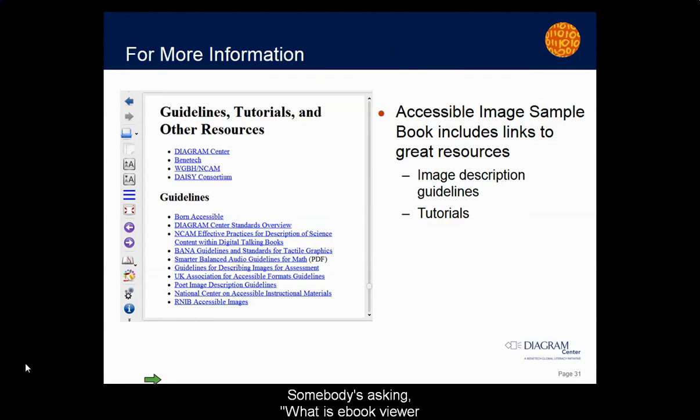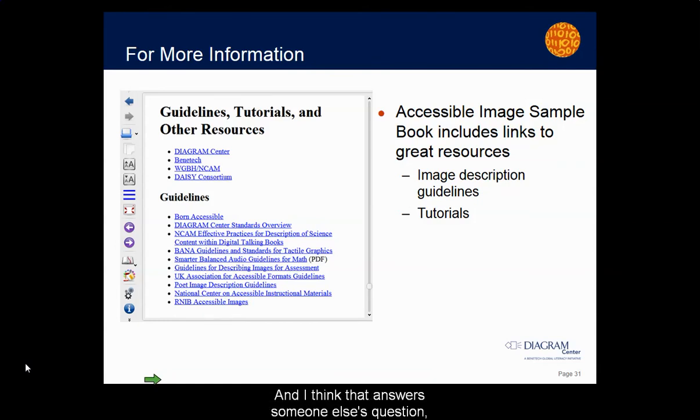Somebody's asking, what is the ebook viewer that was displayed in a screenshot on one of the slides? Elaine, was that Calibre we were looking at? The one that we use to grab these is Calibre, which is a free download. Okay. Got it. Thank you.